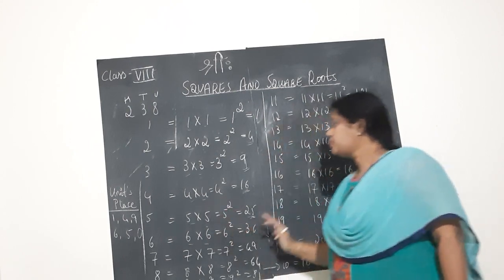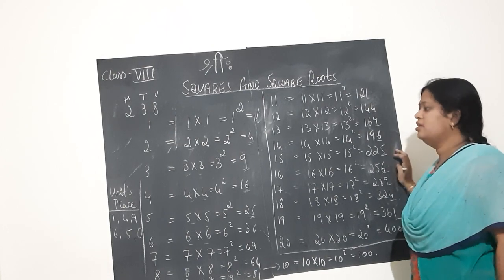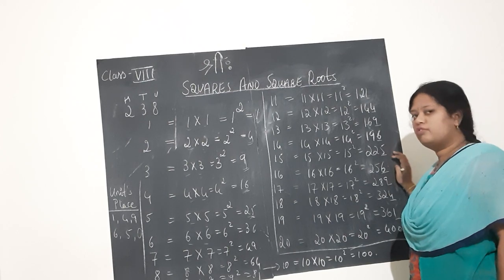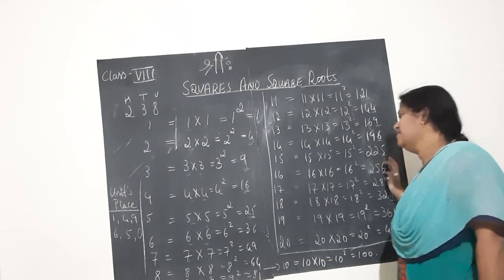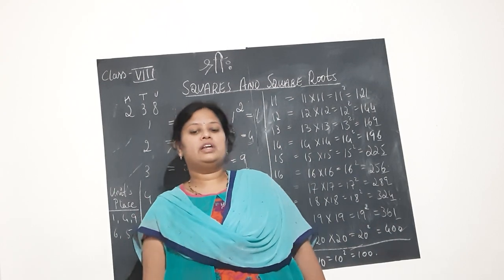So children, from this we can say that if at all the numbers are ending with the digits 0, 1, 4, 5, 6 and 9 in the units place, such numbers are perfect squares. This is one concept you will have to remember.